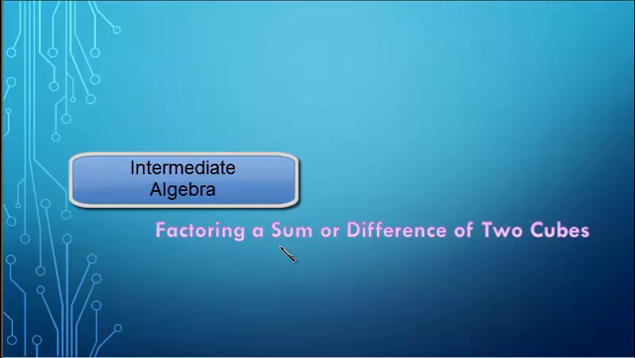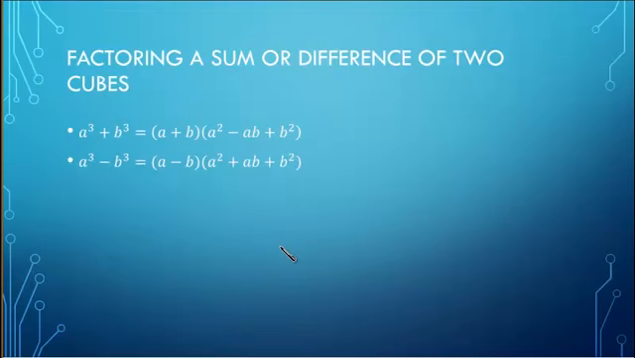Hi, in the last video we learned that a difference of two squares is factorizable. In this video we see that both the sum and difference of two cubes are also factorizable. As usual, let's start by looking at the general pattern.